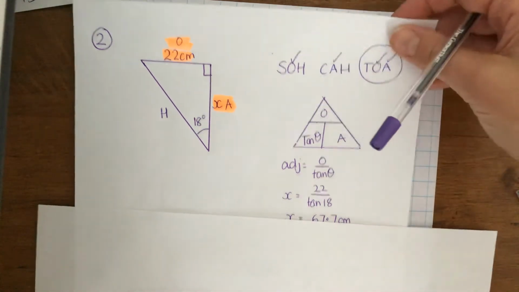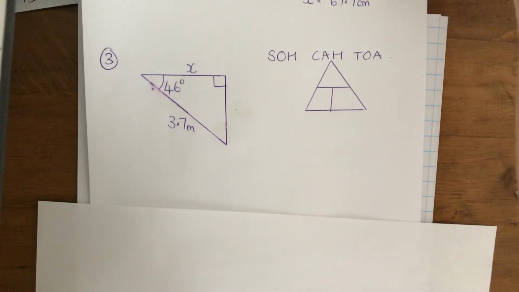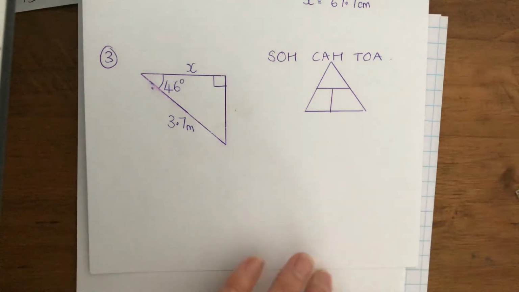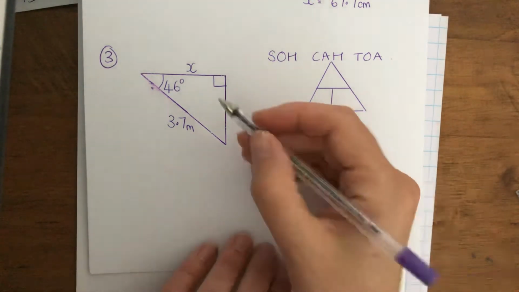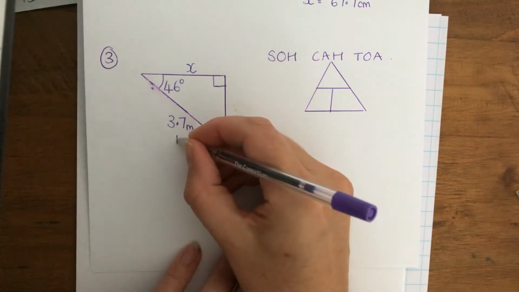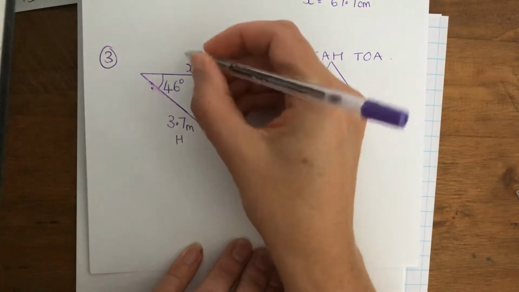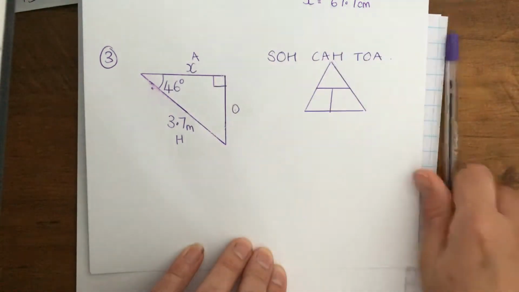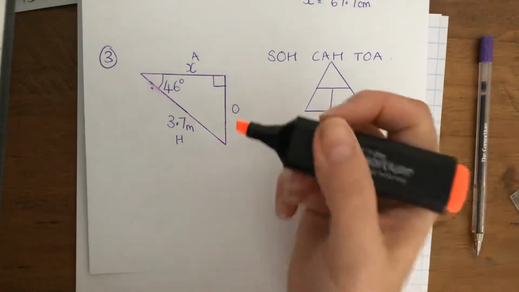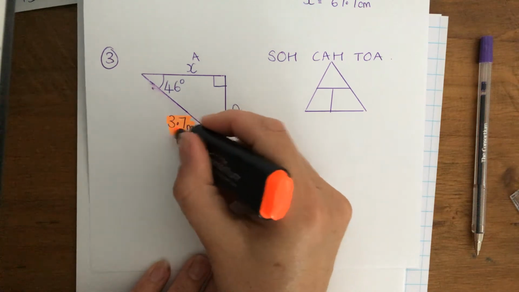Moving on to the next example. Step 1, label your sides. This is the hypotenuse, opposite, and next to the angle, adjacent. So which two are you interested in this time? Again, this is of interest to you.